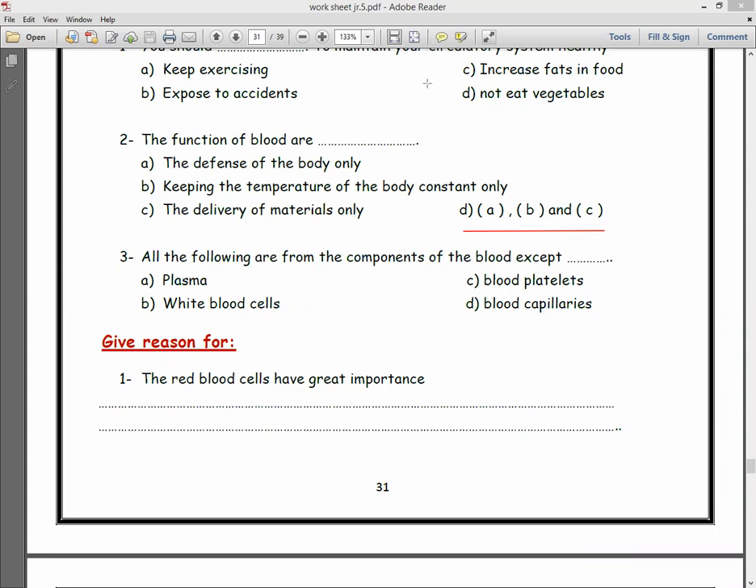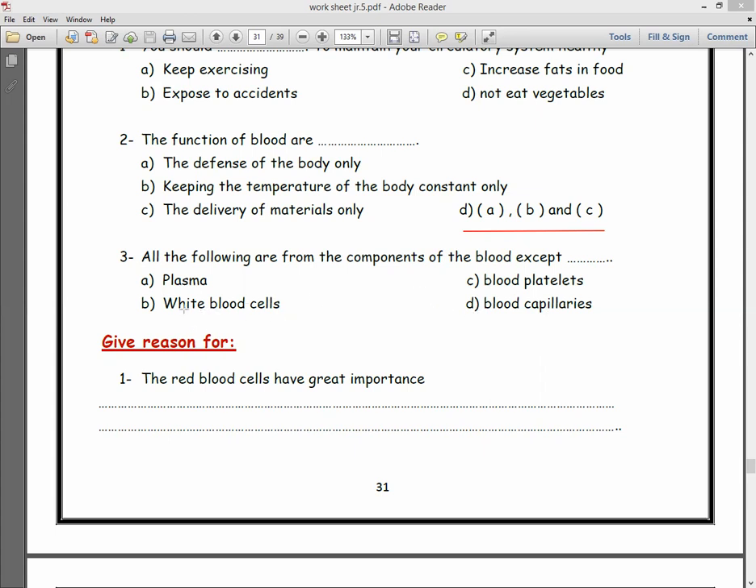Number three, Ahmed. All the following are components of the blood, except what? Which is not a component of the blood? Plasma, or blood platelets, or white blood cells, or blood capillaries? White blood cells. White blood cells are not components of the blood?